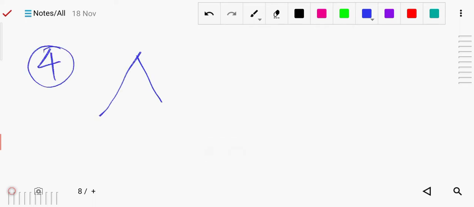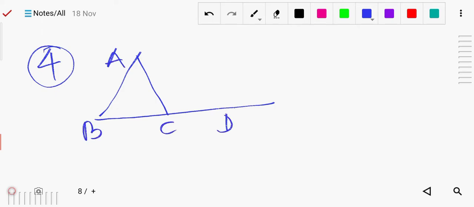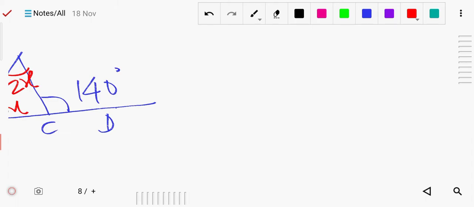One triangle is there. Suppose its name is A, B, C, and somewhere is the point D. Now it is given that this exterior angle is 140 degree, and the interior opposite angles are in the ratio of 2:3. It means this angle is 2x and this is 3x. So you can write like this. The exterior angle is given as 140 degree.